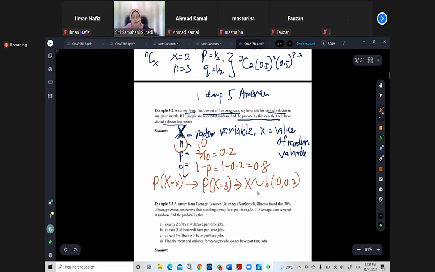And then how to calculate? Again, P equals 10 C 3, P is 0.2, substitute the values into the equation I mentioned earlier. Success is 3, failure is 0.8, which is 1 minus 0.2. Okay, calculate for me.